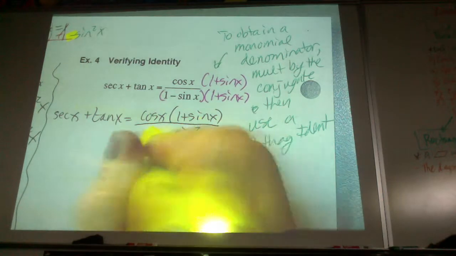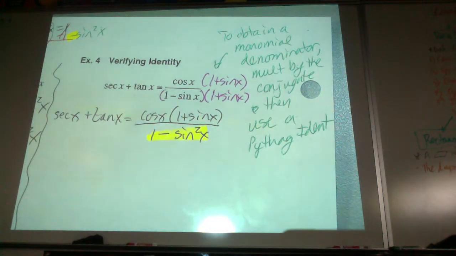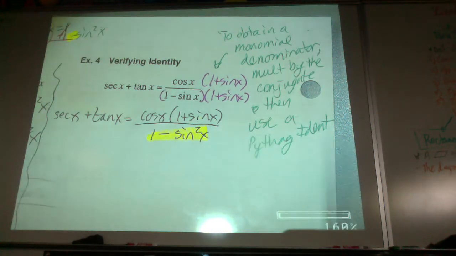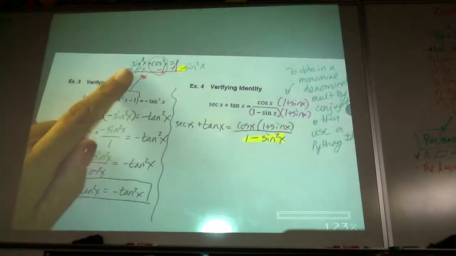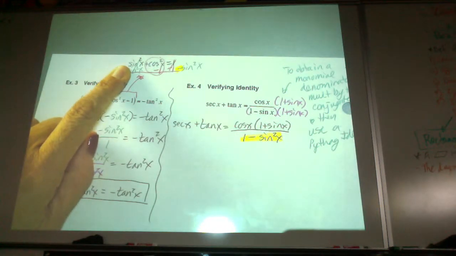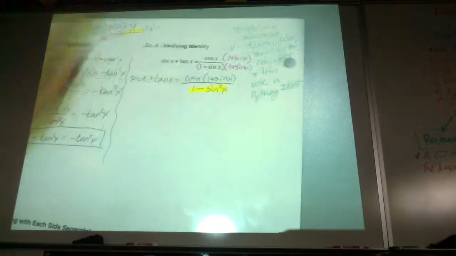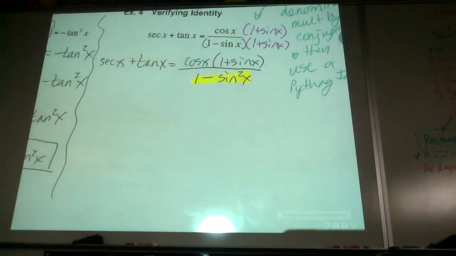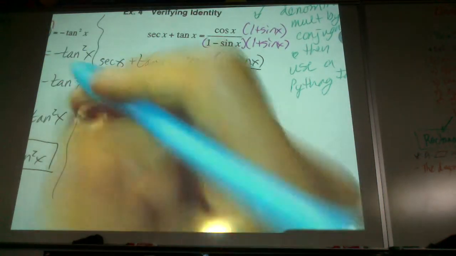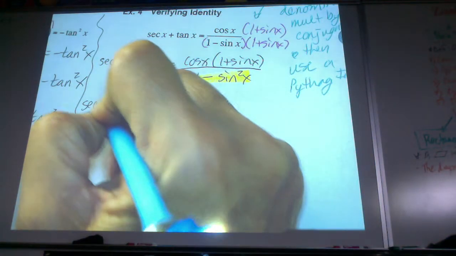This should be screaming Pythagorean identity to you, right? How can we get this to become 1 minus sine squared? Subtract that sine squared and you get just cosine squared. So that's what we're going to replace it with. So the left side doesn't change. You don't want to touch it.